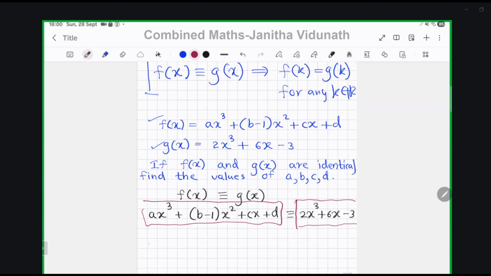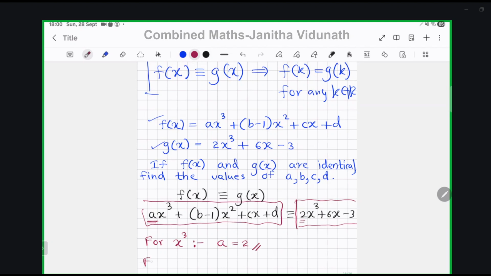For x cube, on the left hand side the coefficient is a. On the right hand side the coefficient is 2. Both need to be equal to become identical. That means a is equal to 2.